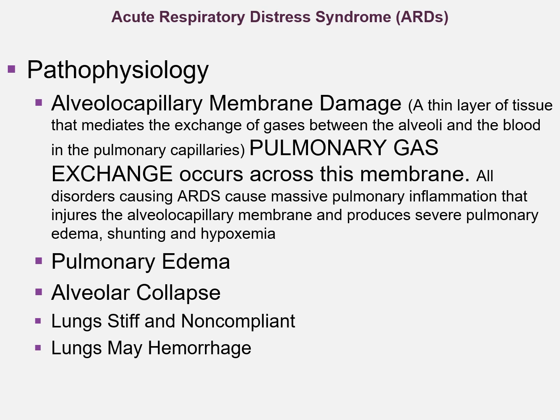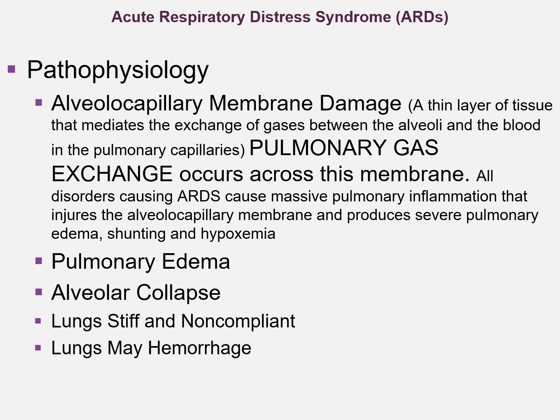Acute respiratory distress syndrome, or ARDS. This is caused by alveolo-capillary membrane damage. The alveolo-capillary membrane is a thin layer of tissue that helps the exchange of gases between the alveoli and the blood in the pulmonary capillaries. The pulmonary gas exchange occurs across this membrane. All disorders causing ARDS cause massive pulmonary inflammation that injures the alveolo-capillary membrane and produces severe pulmonary edema, shunting, and hypoxemia.